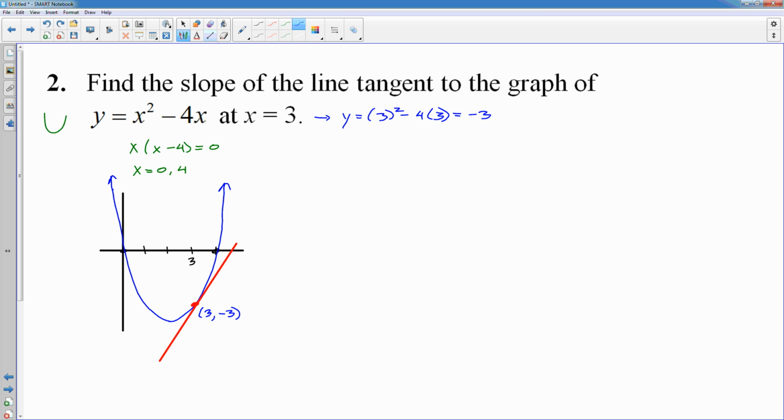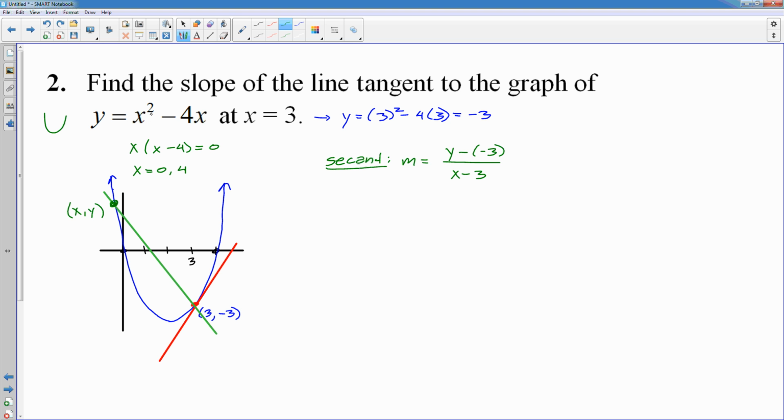And then to give myself a visual, I draw my secant, and my secant could go anywhere. I'll draw it right there. What the heck? So there's my secant. And then I have this other point that I don't know. We just called this point x, y. And I start with the secant slope. So my secant is going to be a slope of y minus negative 3 over x minus 3.